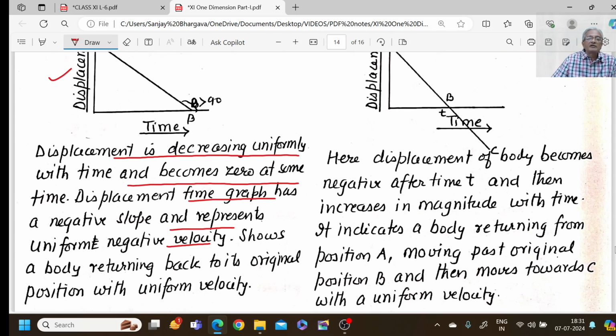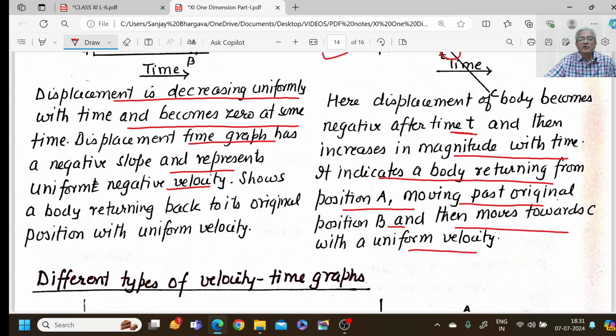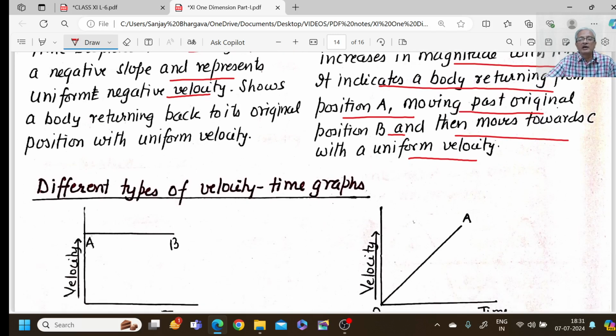In this second figure, what do we observe? We find that displacement of the body becomes negative after a time t. After time t here, the displacement of the body becomes negative and then increases in magnitude with time t. It indicates a body returning from position A, moving past original position B and then moves towards C with a uniform velocity. So once again, different type of information obtained from different graphs.